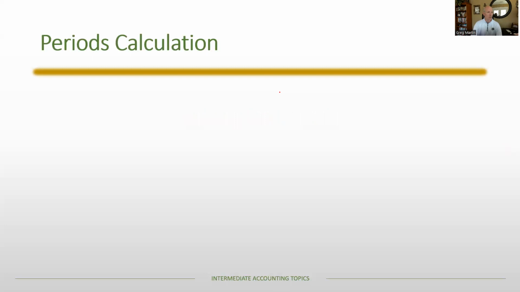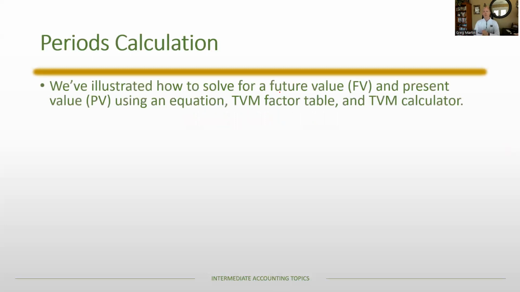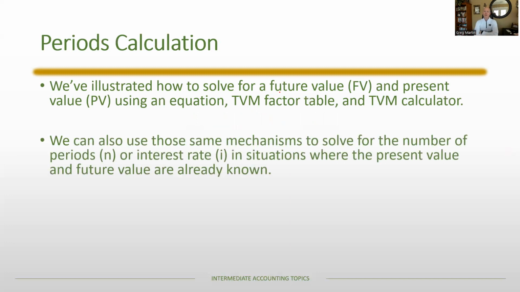All right, so let's talk in general. We've solved for these other things, and now we're moving on to solve for n. We can use those same mechanisms: equations, the tables, or the calculator to solve for each of these. On the test, admittedly, the calculator is where most of this is going to lean. But you could also potentially use an equation or the tables if you wanted to. We're going to show you how to do all three.